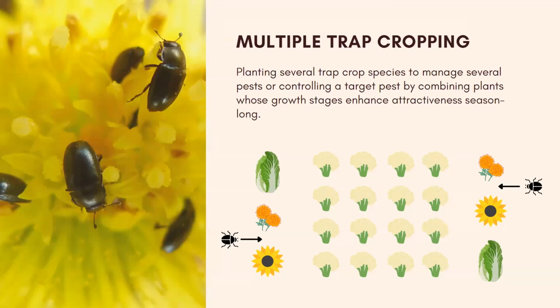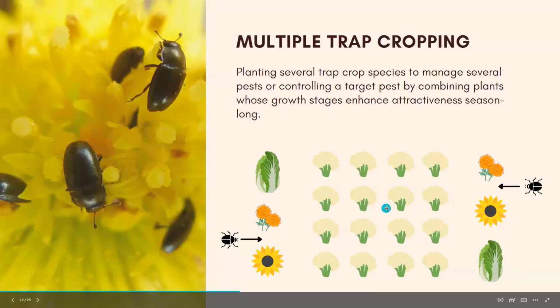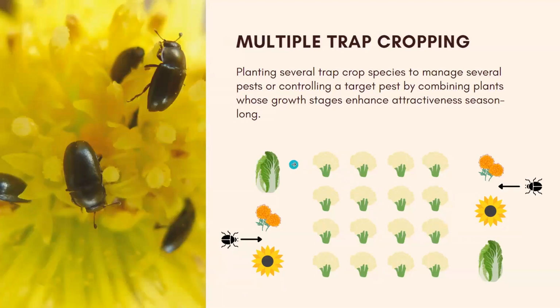So the example I found focuses on these pollen beetles, which were being problematic on cauliflower. So for their multiple trap cropping system, this happened in Finland at a university there. They used a mixture of Chinese cabbage, marigolds, and sunflowers. And those were successful in attracting the pollen beetle away from the cauliflower, which was the main crop.